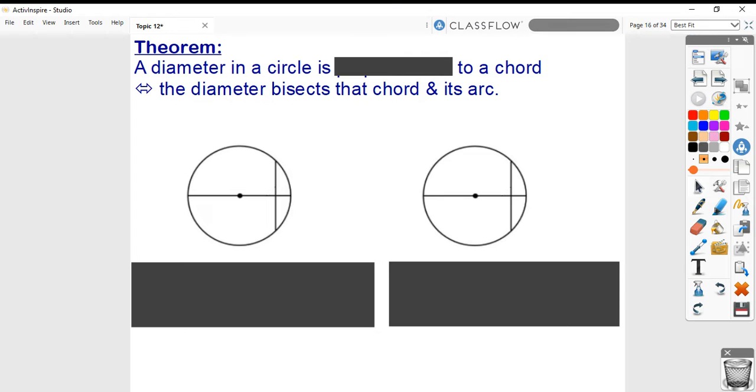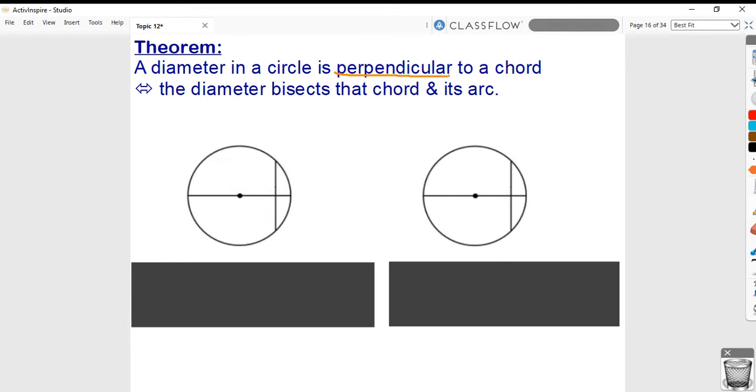Okay, so first, theorem number one: a diameter in a circle is perpendicular to a chord. That's the word you fill in right there. Perpendicular to a chord if and only if the diameter bisects that chord and its arc. Okay? That is a whole lot of words that mean a whole lot of different things. So let's break it down one little bit at a time.